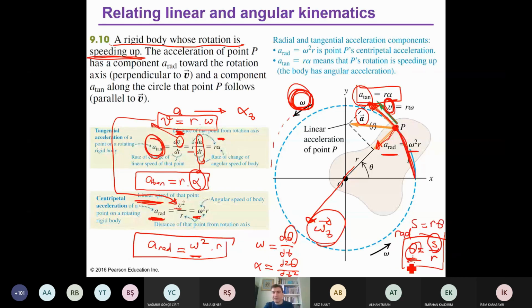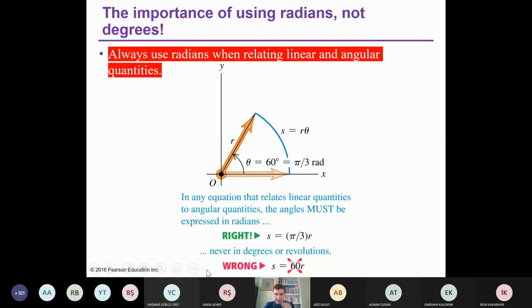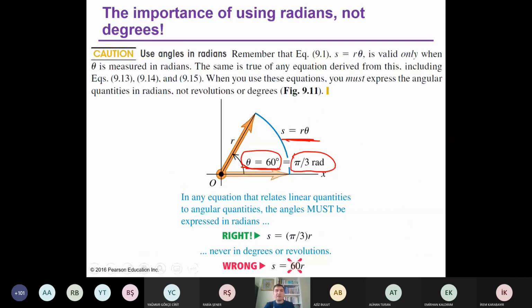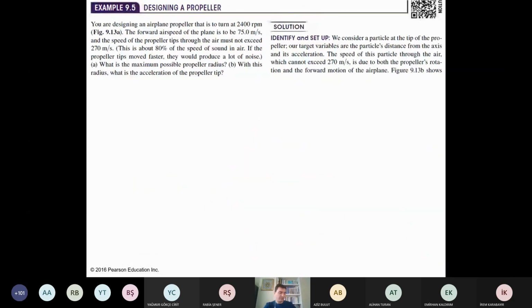So since this theta is given in radians, this must be in radians, this must be in radians, and you must be very careful during conversion between this a tangential, a radial, and also this alpha. So this is the importance of using radians as r theta. So let's say theta is equal to 60 degrees. If it is given as 60 degrees in the question, you have to convert it to radians, because all these equations are valid for radians, don't forget, okay?